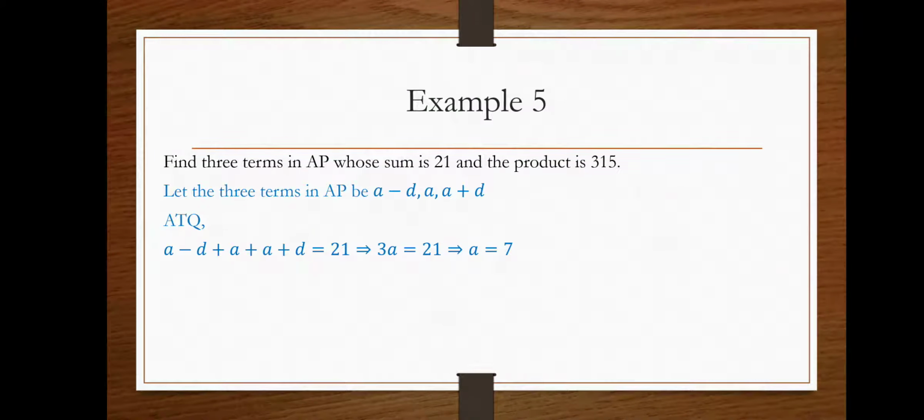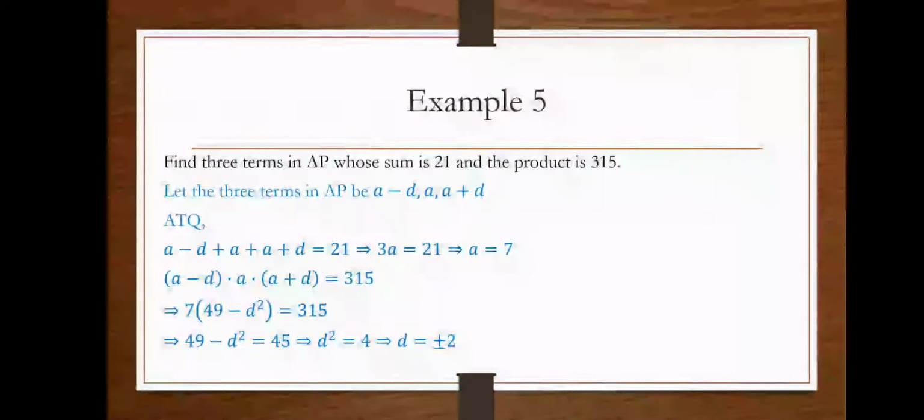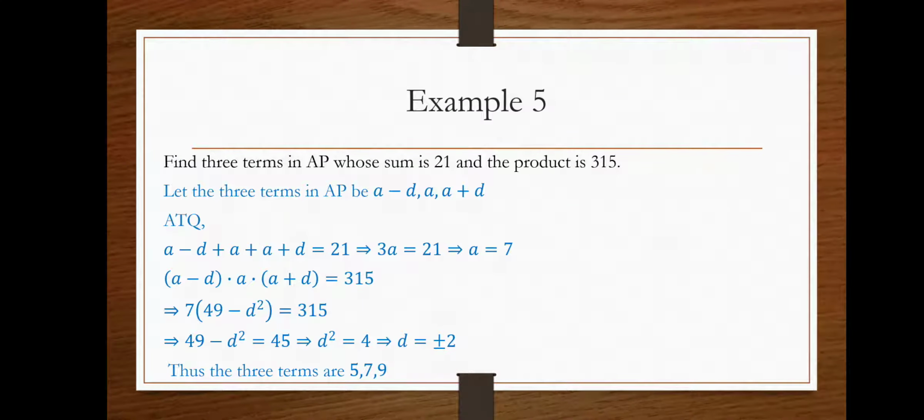Then it is told that the product is 315. So multiply them, equals 315. You know the value of A, put it. You get this. Solve to get the value of D as plus minus 2. Now it really doesn't matter if the value of D is plus 2 or minus 2 because you are going to end up with the same answer. So therefore the 3 terms are 5, 7 and 9.